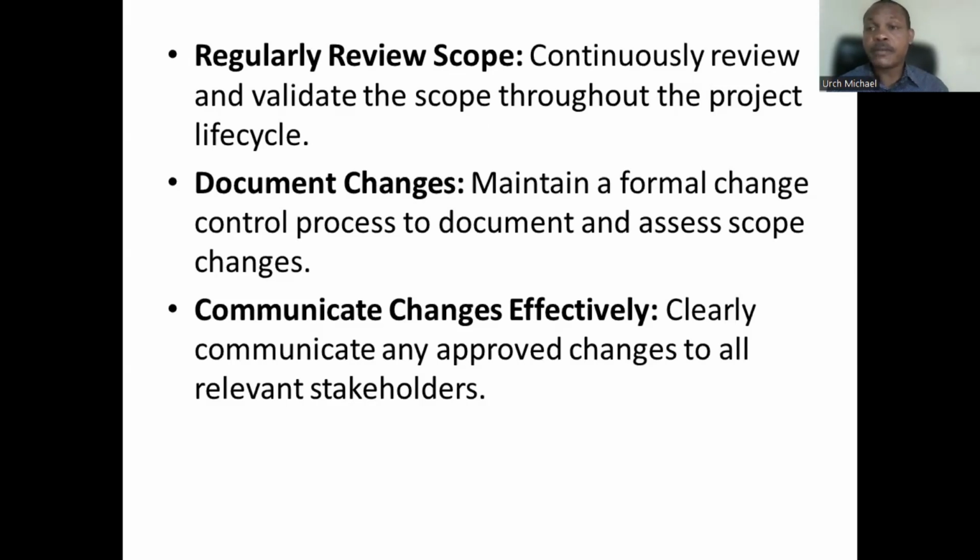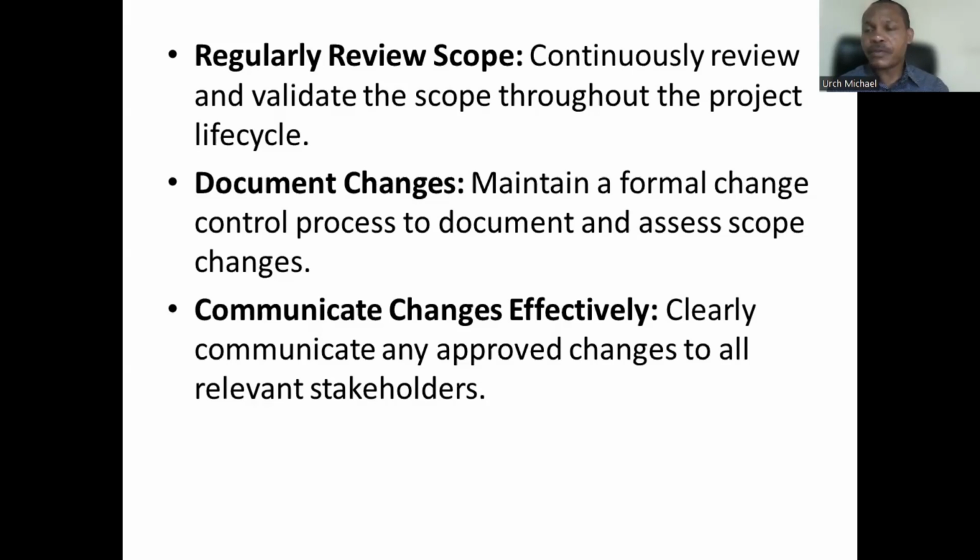But while you're doing that, you have to update the version of your project management plan. And while you're updating the version, you must put all the stakeholders in the picture. Let them be aware of this configuration, the new version of the project management plan that came up due to the new changes you're making in the project. Then document the changes as well. Maintain a formal change control process to document and assess scope changes. While you're making changes in your project management plan, make sure you document them.